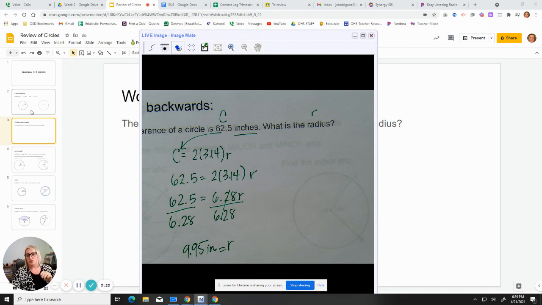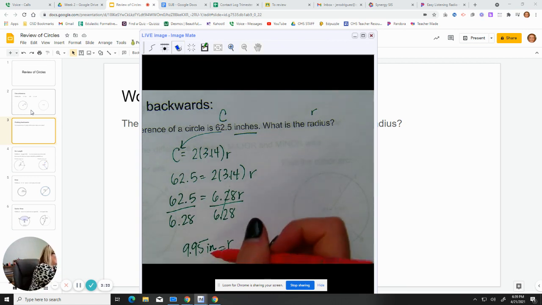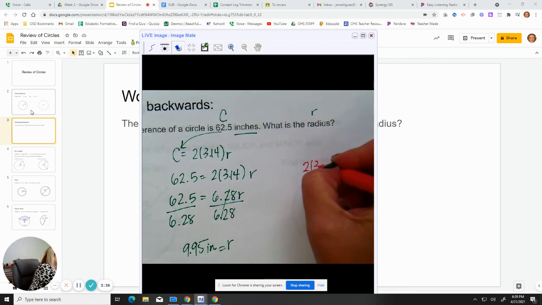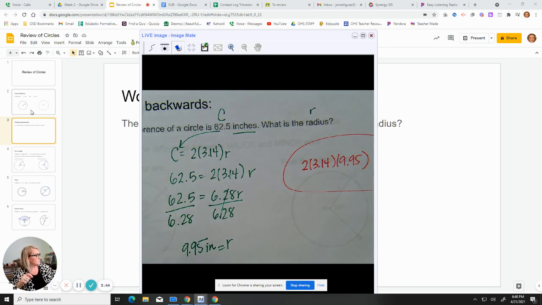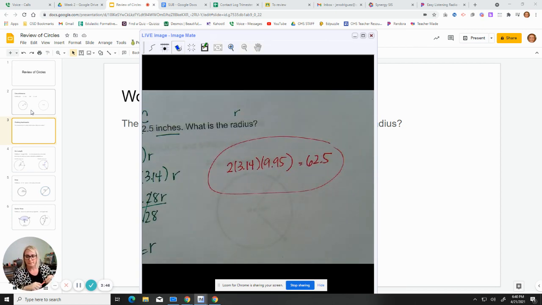Okay, so you're just going to use the formula to kind of undo until you solve for R. If you're unsure if you did it correctly, plug this back in, 2 times 3.14 times 9.95, and you had better get 62.5 if you did your work correctly. Okay, so that is the working backwards.